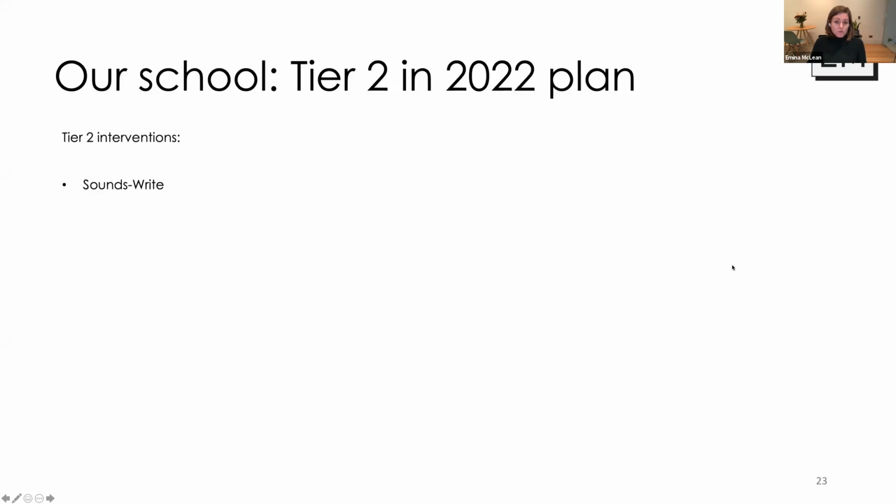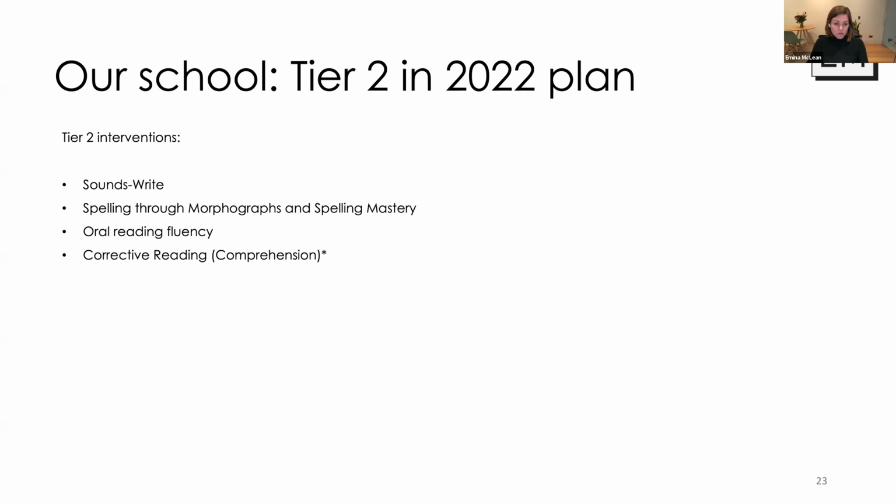So tier 2 interventions from next year, we've got Sounds Right, that will continue. Spelling through morphographs, spelling mastery for middle and upper primary, oral reading fluency intervention on top of whole class, corrective reading, comprehension, expressive writing and writing revolution techniques. Now, I put an asterisk beside corrective reading and beside expressive writing, because that would be in addition to classroom practice. So I'm still trying to figure out the detail about how I can best align tier 1 and tier 2 instruction there, because we're wanting to have tier 2 as an additional dose. So if we're using a program that's not necessarily uniformly being done in tier 1, I want to figure out how I close those gaps as well as I can.